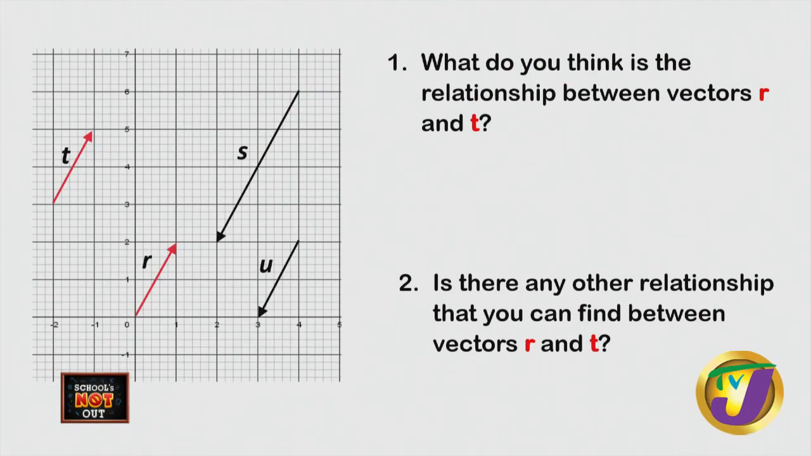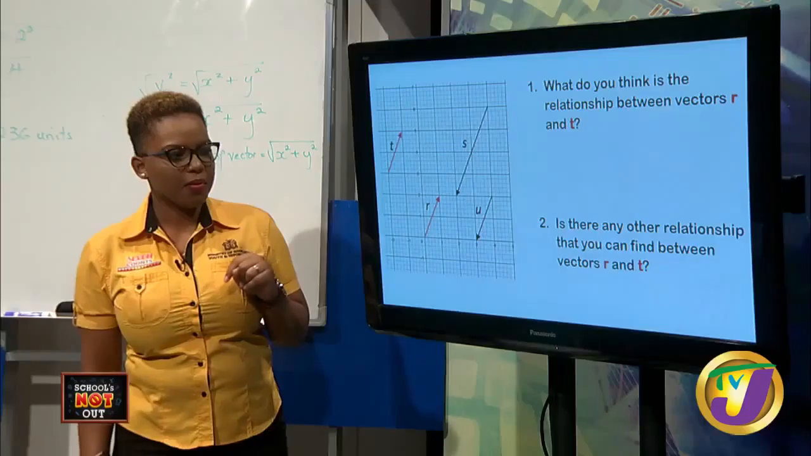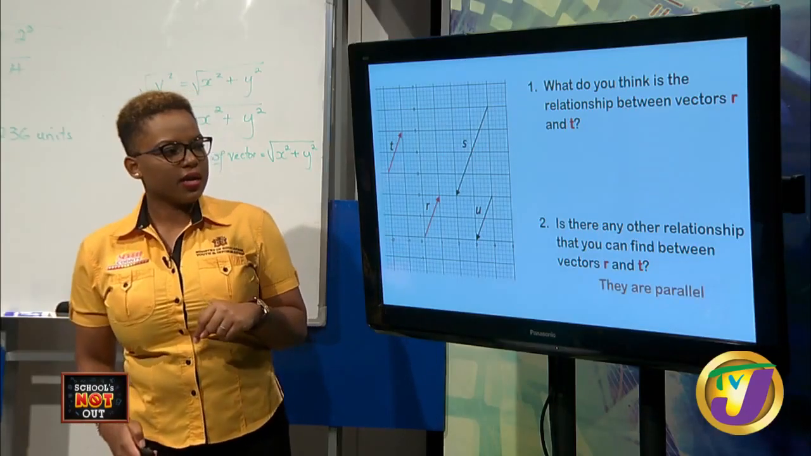Is there any other relationship that you can find between vectors R and T? Well, they look parallel to me, just by looking. They look equidistant apart, and they're on a grid, so it's accurate. But we'll talk a little bit more about that parallel thing.